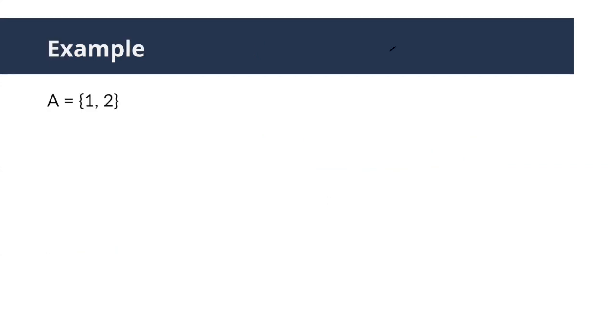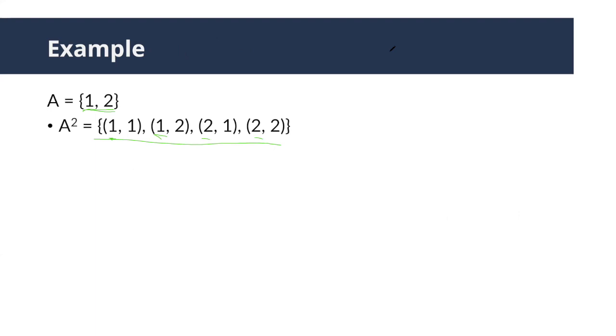Next, let's see one example. If A is a set consisting of 1 and 2, then the Cartesian square of A is this set. Because the first value of the pair could be one of these two values. So we have 1 and 2. And similarly, the second value can be either 1 or 2. Therefore, you have 2 times 2, 4 elements.